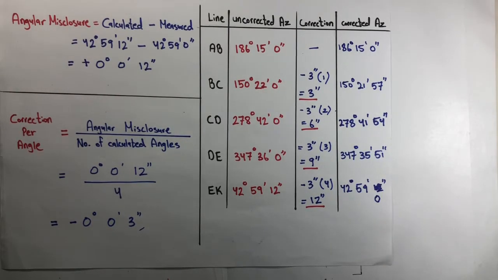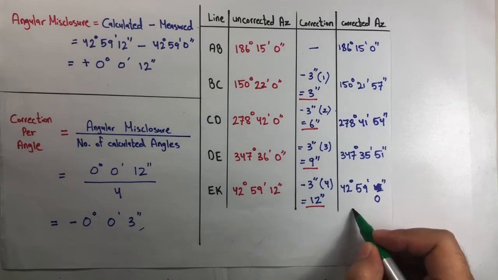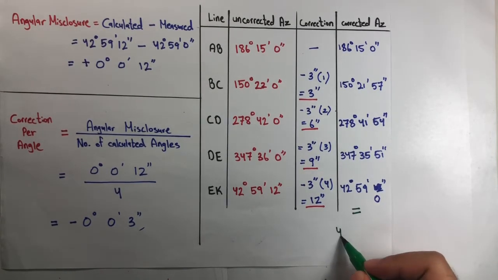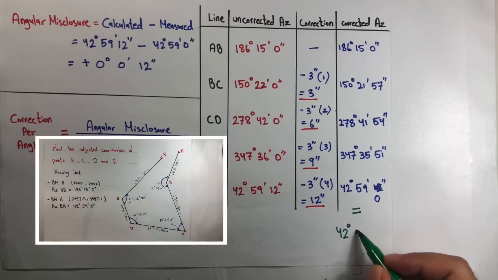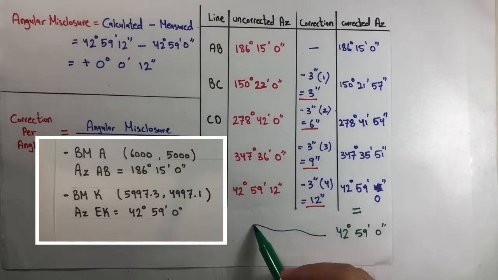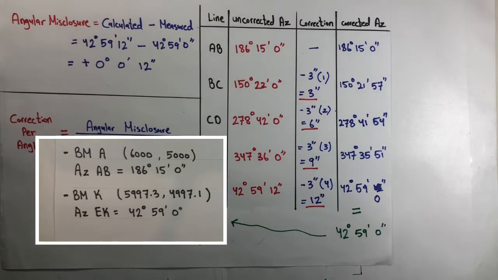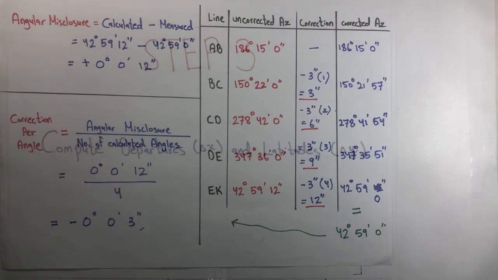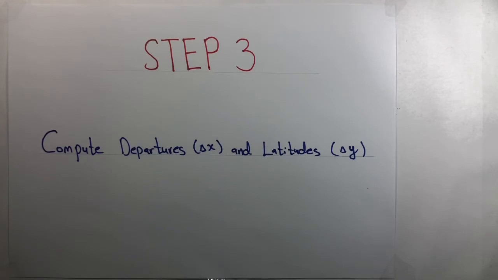So now when we return to the main question, we can see that this number here is equal to the benchmark given in the question. So now our azimuths are correct. We can proceed to the next step and compute the departures and the latitudes. Let's start with step 3. Compute the departures and the latitudes.